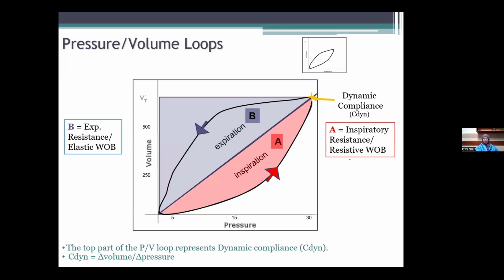So if you are to see over here, this would be the inspiration, this would be the expiration. This is the dynamic compliance. Whenever inspiratory resistances are going to increase, this part of the loop is going to expand out to the right. And whenever the resistance or the elastic work of breathing is going to increase, then your loop is going to expand out to the left.